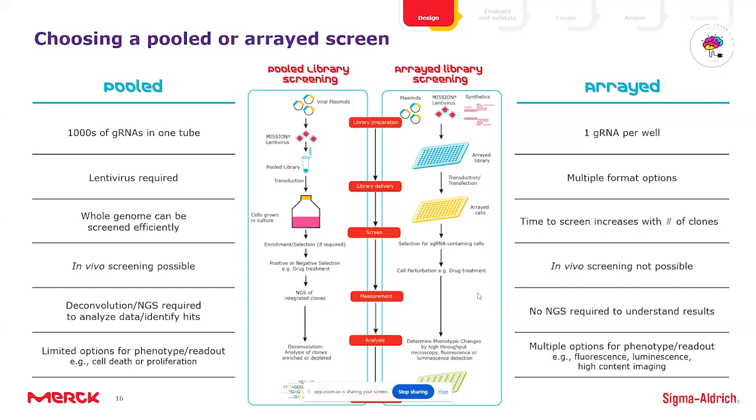Here you have one guide RNA per well, with multiple format options available. But the time to screen increases with the number of clones that you will be selecting. In vivo screening is not possible, in contrast to pooled library screening. No NGS is required to understand the results, and there are multiple options available for phenotype readout, for example fluorescence, luminescence, and high content imaging.